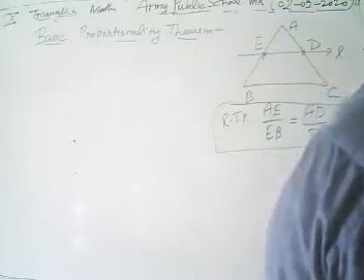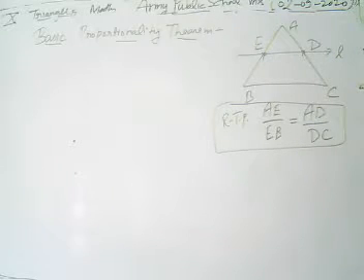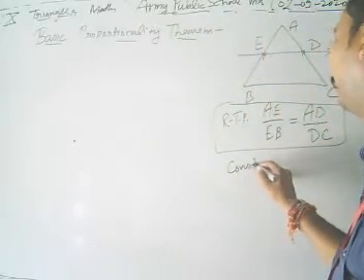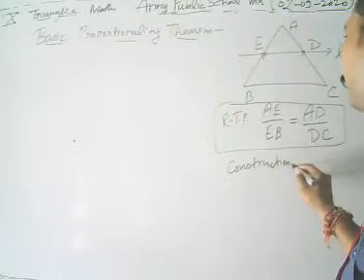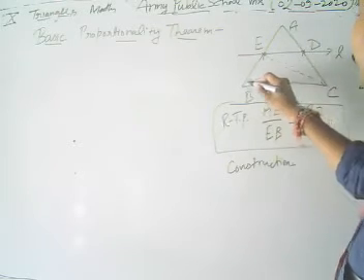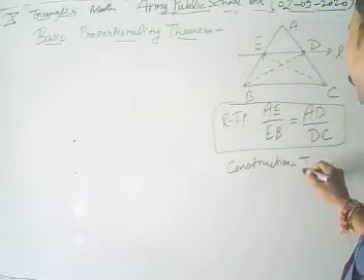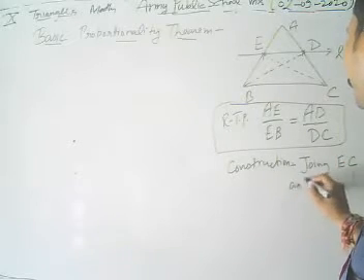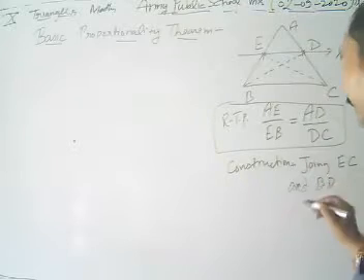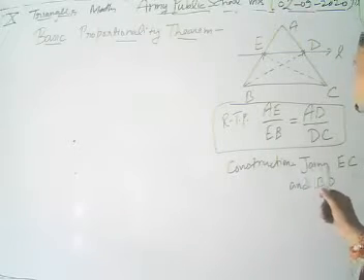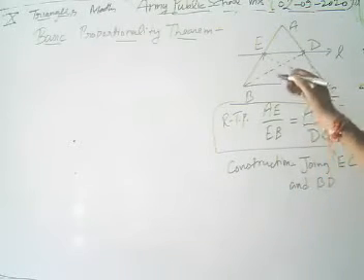Before we prove it, obviously we have to make some construction. In the construction part, we are going to join E to C and B to D. First of all, we join EC and BD.